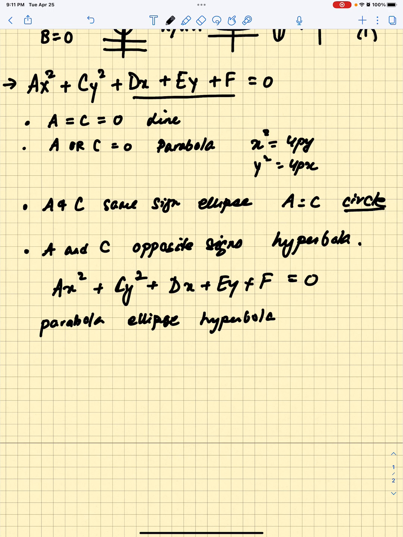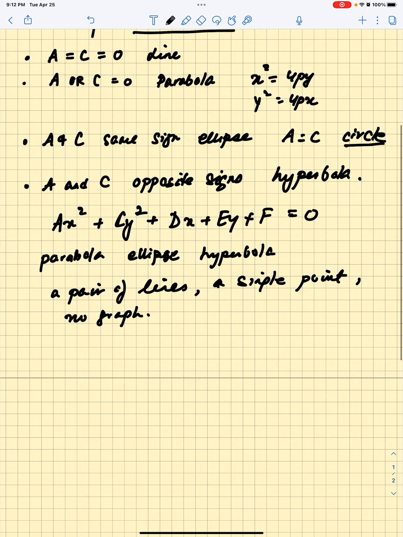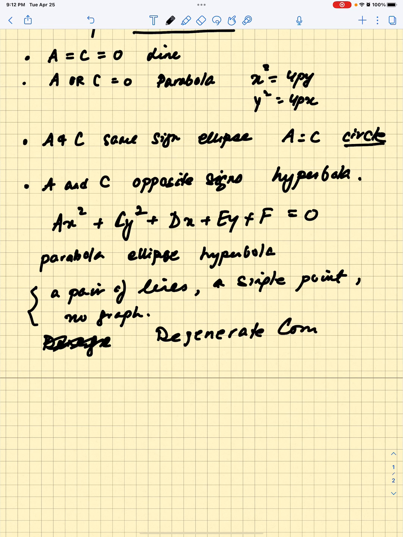Or we could actually get just a pair of lines, a single point, or no point at all, that is, no graph. And these three cases are what we call a degenerate conic. Spelling is wrong. Degenerate conic. Okay, it's degenerate. All right.